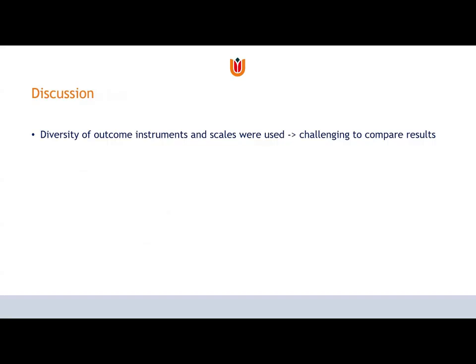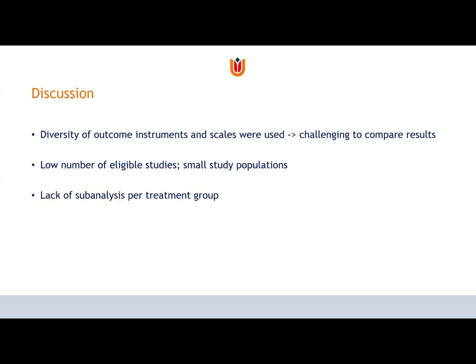First of all, which we already talked about a lot in this symposium, is the diversity of outcome measures used, which makes it challenging to compare results among many keloid studies which are done these days. There was a low number of eligible studies, and those studies also had very small study populations. A lack of sub-analysis was performed by treatment group. And in this study, we looked at keloid properties, but of course, other factors are playing a role as well in treatment outcome, such as patient-related factors.